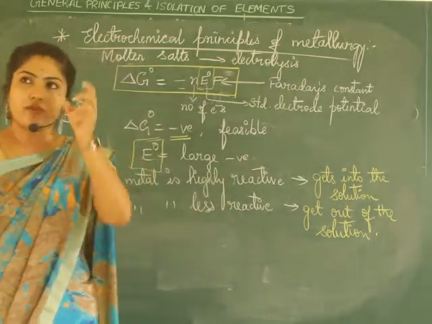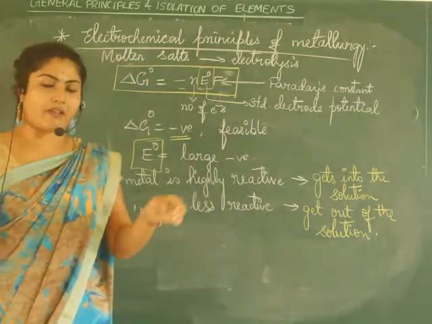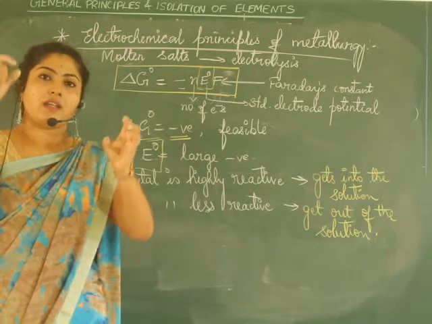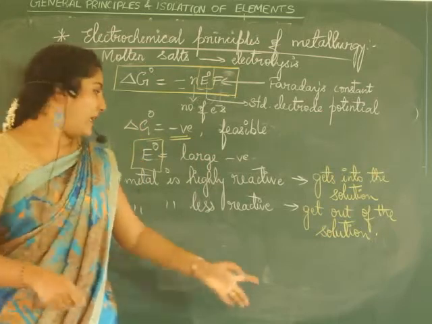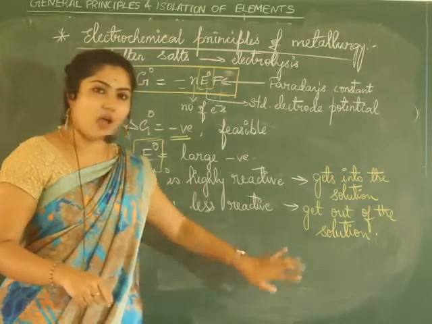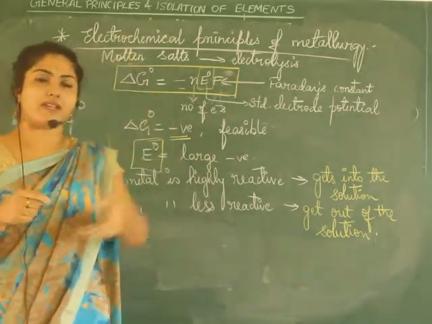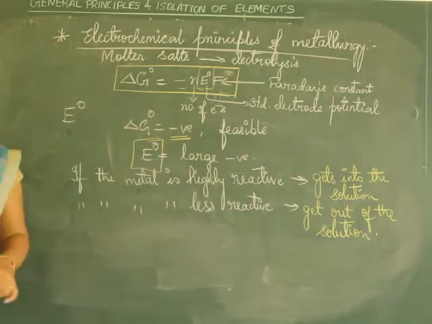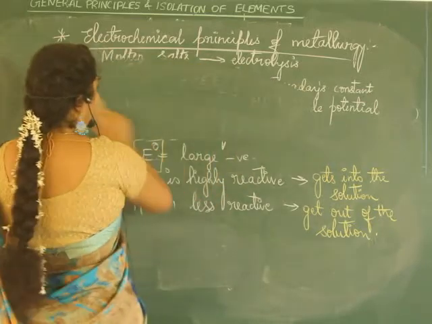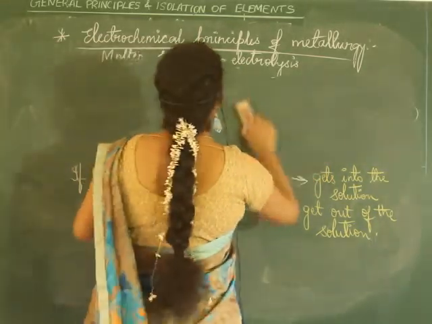That means if you have taken two electrodes and suitable electrolyte, now if it is highly reactive, it comes into the solution. If it is less reactive, then it gets out of the solution when it goes and gets deposited. It goes out of the solution. We'll see with an example. One example for this.